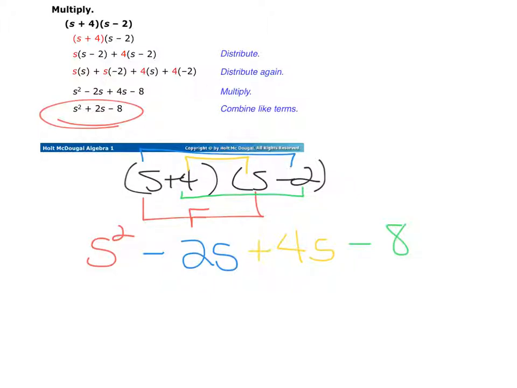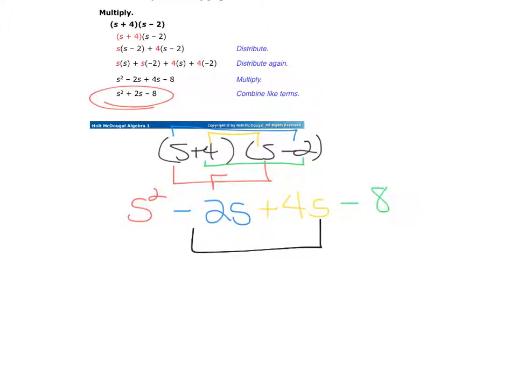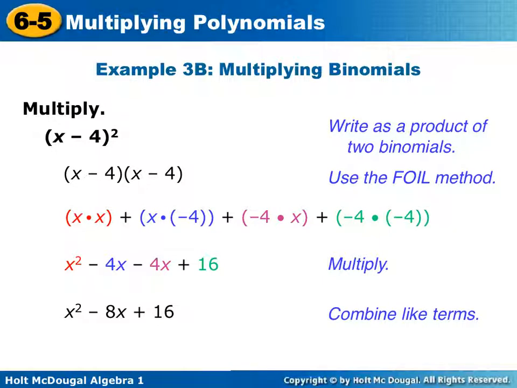So if there's a subtraction sign in your binomial, you're going to have a negative number in there. So unless both of them are negatives, then negative times negative becomes positive. So I need to group my middle terms. The S squared stays the same. My two middle terms, when I do negative 2 plus 4, gives me positive 2, and then the negative 8 drops. Everybody good on FOIL? Let's do some examples.